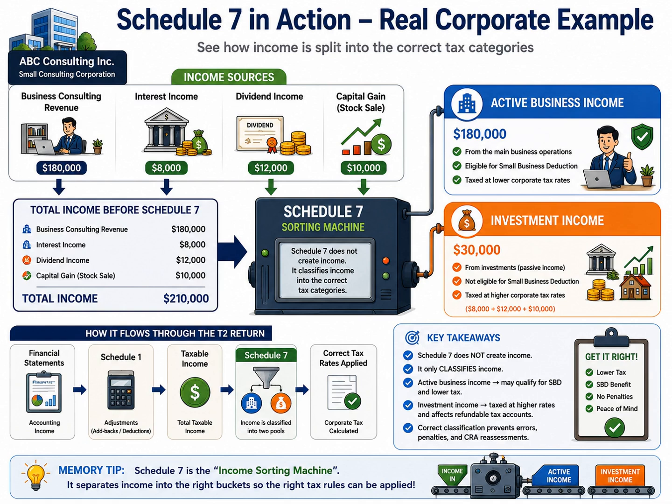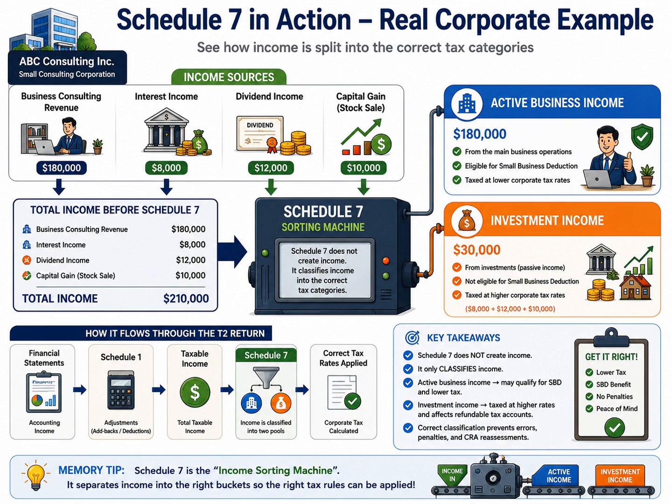The flow diagram at the bottom shows where Schedule 7 fits into the overall T2 tax return. The process begins with the corporation's financial statements. Those figures are adjusted in Schedule 1 to arrive at taxable income. Next, Schedule 7 separates that taxable income into active business income and investment income. Finally, the appropriate corporate tax rules are applied to each category.